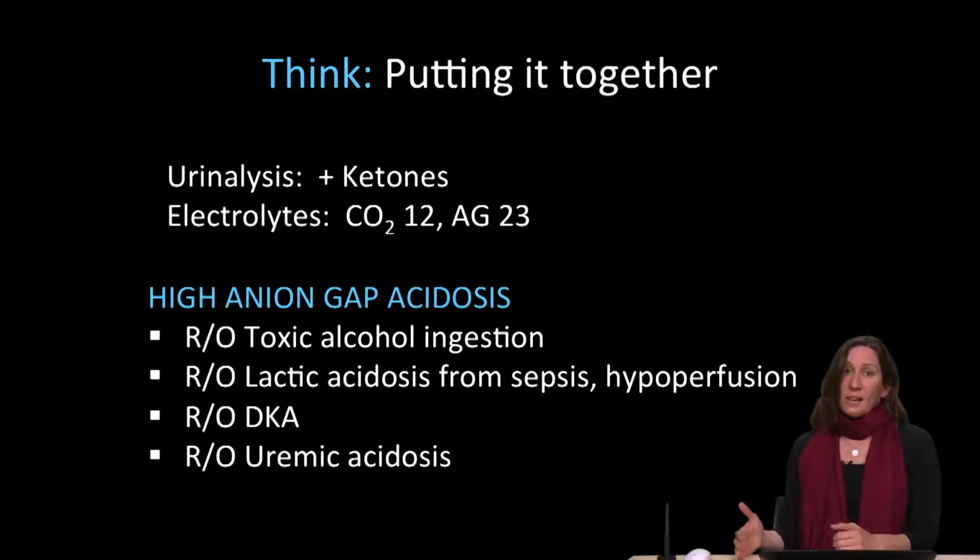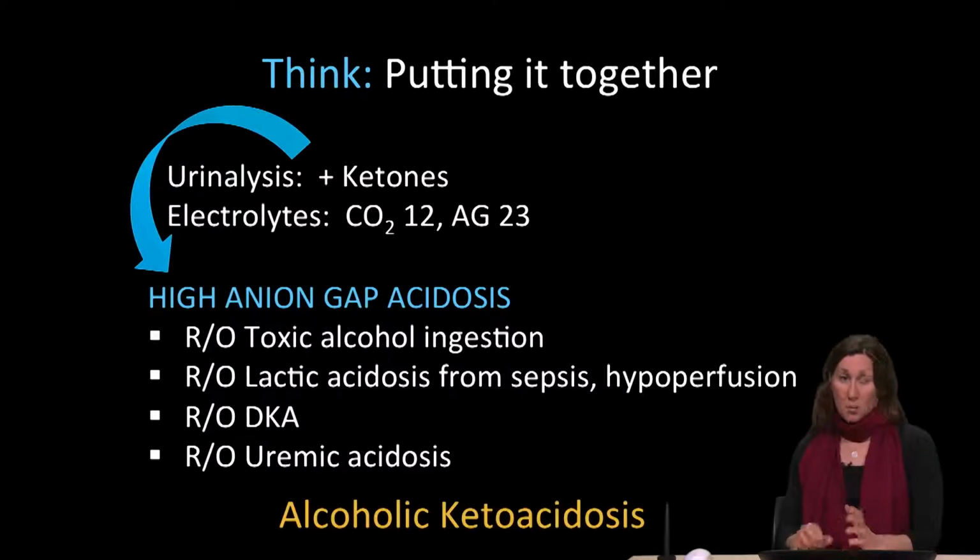So we did actually send that lab and we see no evidence that he's actually ingested any of the toxic alcohols. We also need to rule out lactic acidosis from sepsis or hypoperfusion. We sent a lactate, and that has also come back normal. It's extremely unlikely that this represents DKA, or diabetic ketoacidosis, given the patient has no history of diabetes and his glucose was 46 on arrival. And we've also thought about uremic acidosis as a possible cause of this high anion gap acidosis, but his creatinine came back normal as well. So this really leaves us with the most likely etiology being alcoholic ketoacidosis.